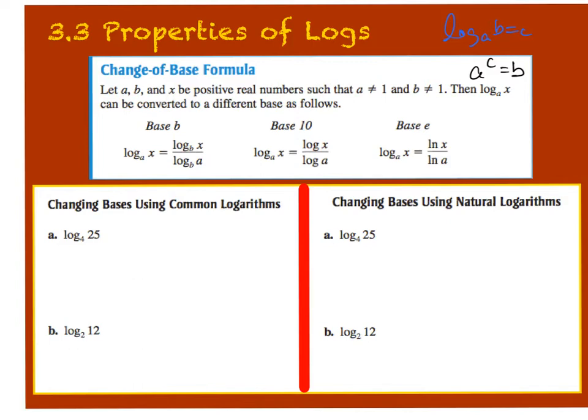However, sometimes it doesn't work out nicely. For instance, in part A, you got log base 4 of 25. And so if I were to solve that by the exponential way, that would be 4 to the power of C equals 25. Do you know what 4 to the power of something equals 25? You don't know that. So yes, that's still working, but sometimes we need what's called the change of base formula.